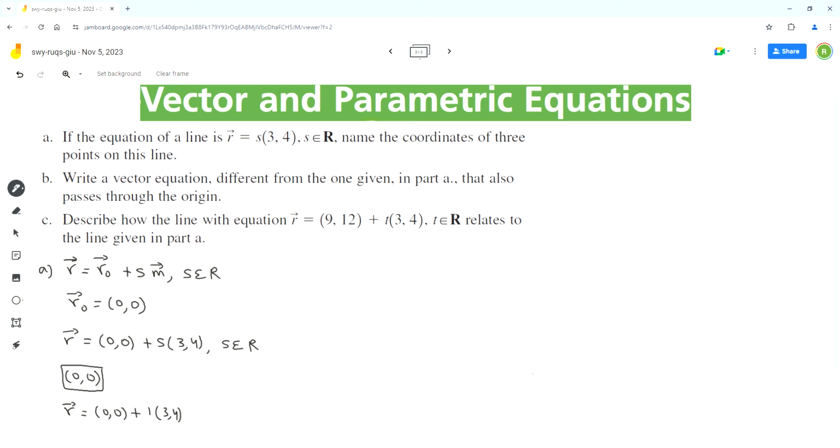Now multiplication of vector 3, 4 by 1 doesn't change the vector 3, 4. So we get. Now we can add these vectors by adding their x and y components. So the x components are 0 and 3, and 0 plus 3 is 3, and 0 plus 4 is 4. So that means another point that lies on this line is 3, 4.